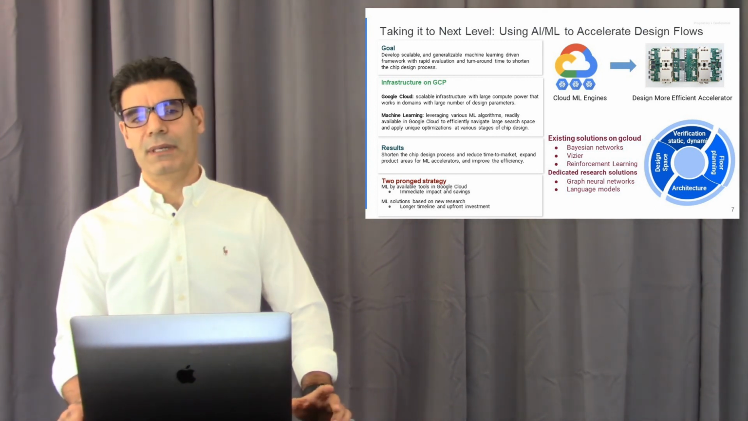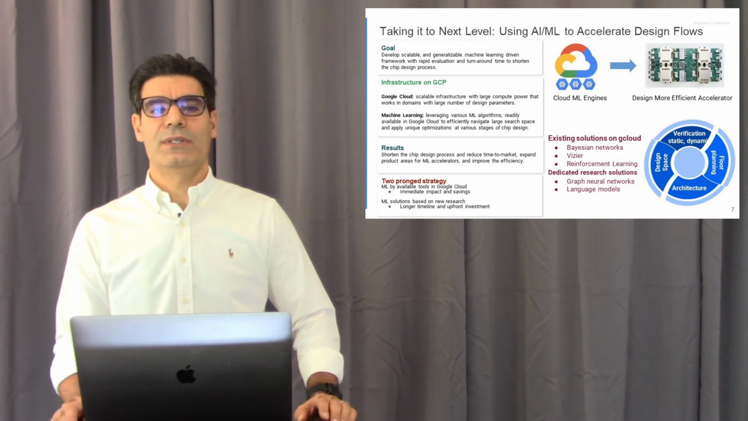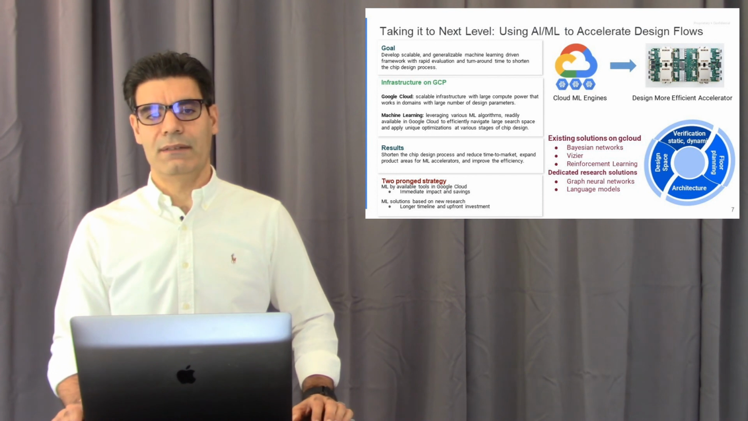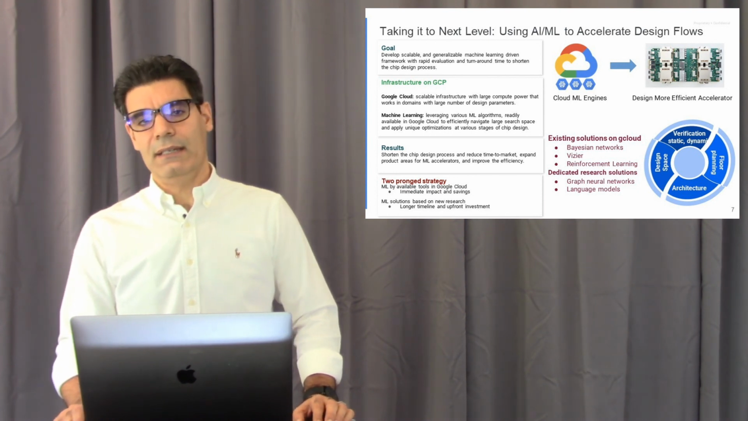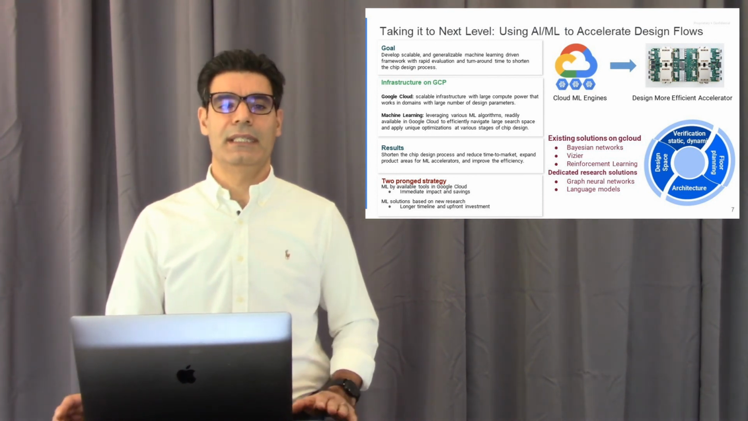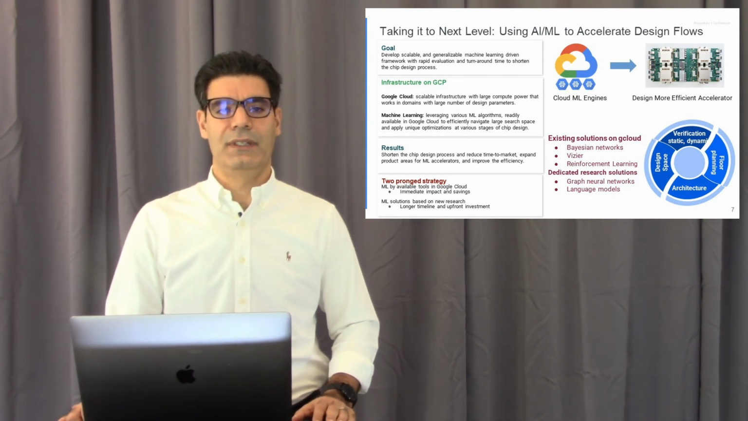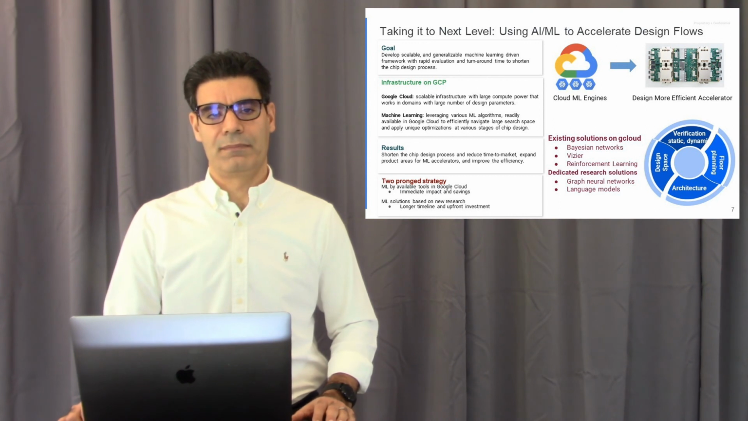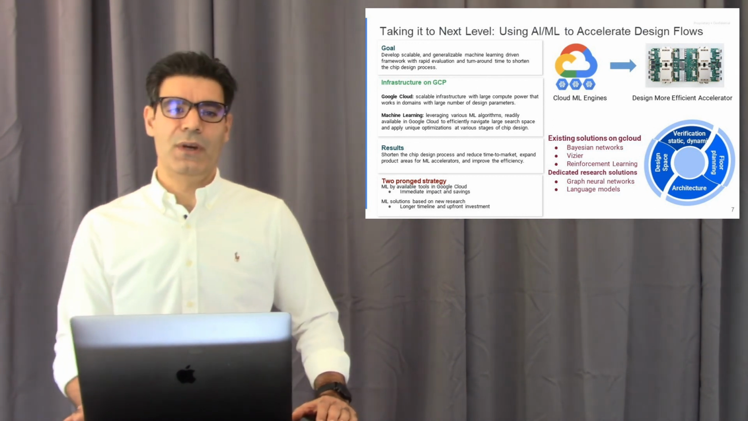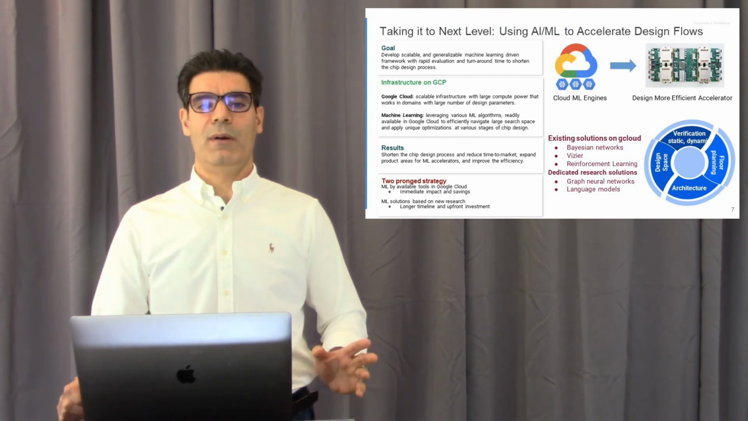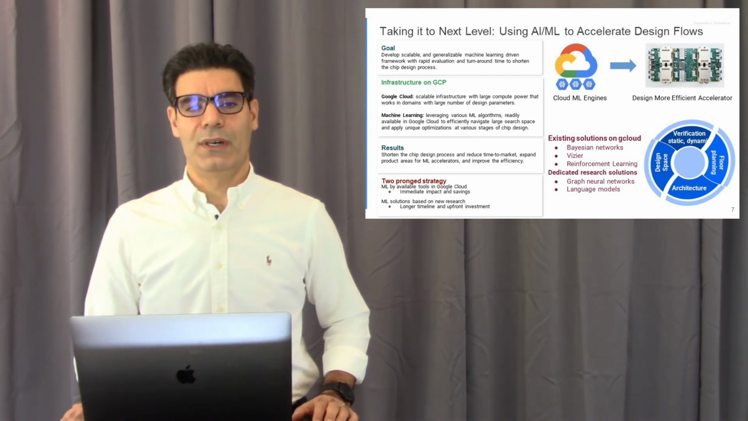Two-pronged strategies have been considered: existing solutions on Google Cloud Platform, which include Bayesian optimization and reinforcement learning. In addition, we are also working on some dedicated and advanced research solutions, such as graph neural networks and language models. Please contact me if you are interested in knowing more details about these new techniques. We recently published some papers, and I can send them to you if you are interested.